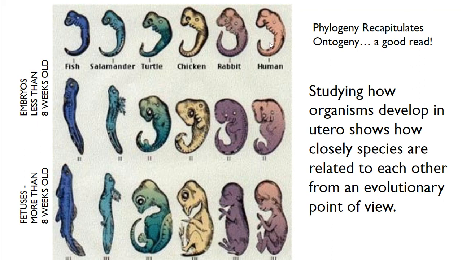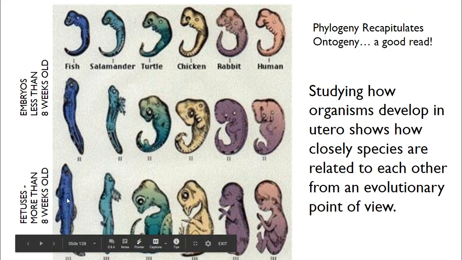And as you get older, okay, we start looking less similar. This is when you're still in utero growing. So now we start really looking different from the fish and salamander. But look at these four: the turtle, the chicken, the rabbit, the human look more similar. And then down here, as you get older in utero, you can see, so now the turtle and the chicken look so similar. The fish and the salamander look really similar. So you can see how closely they're related.